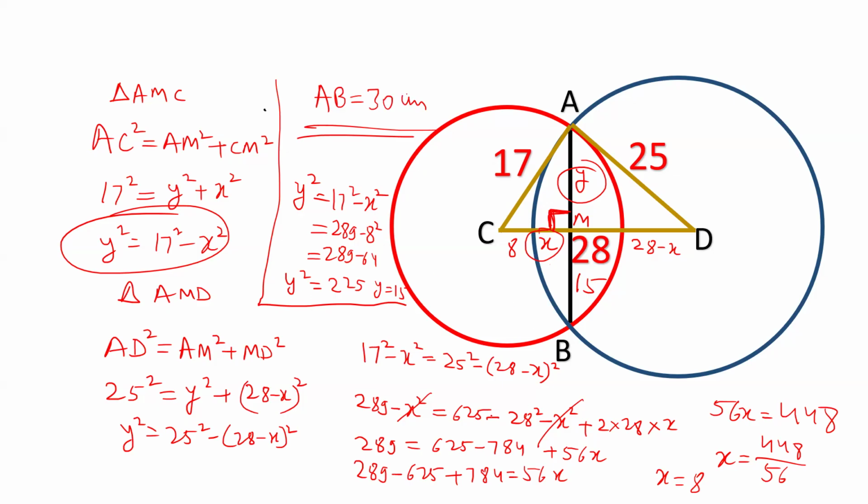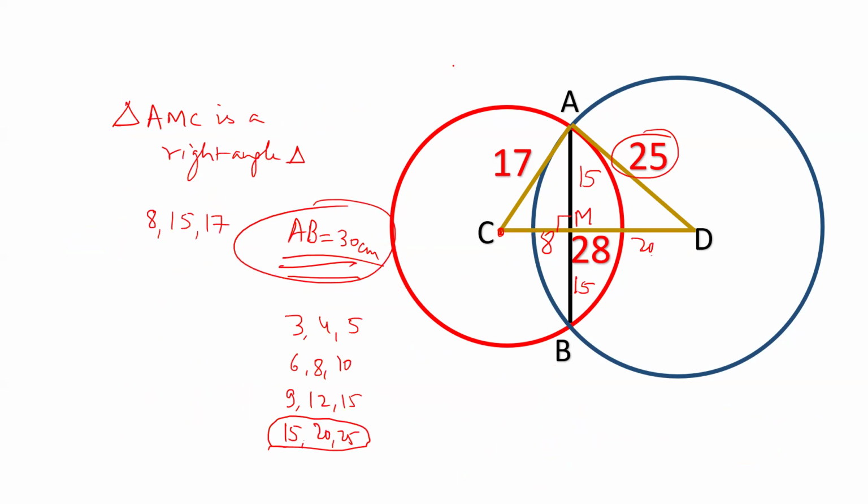So using the Pythagoras theorem, we can find the value of x by forming various equations. But the first approach is using the Pythagoras triplet.